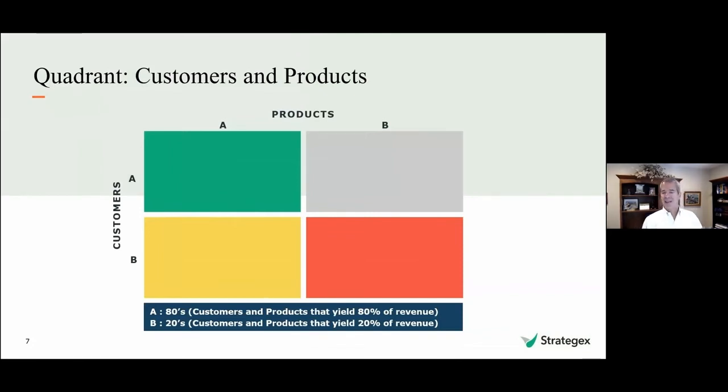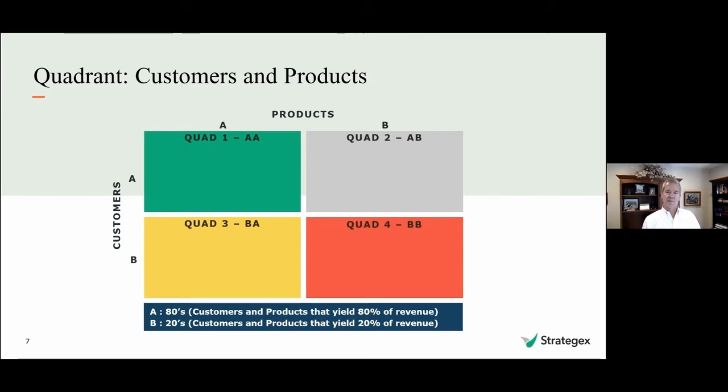The A's are the 80s. Those are generally 20% of the customers and products that yield 80% of the revenue. The B's are the 20s. Those are the customers and products that yield 20% of the revenue, typically 80% of the customers and products. And in each quad now, we have the intersection.